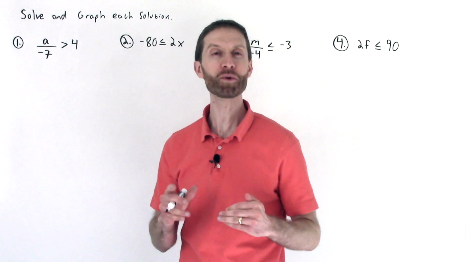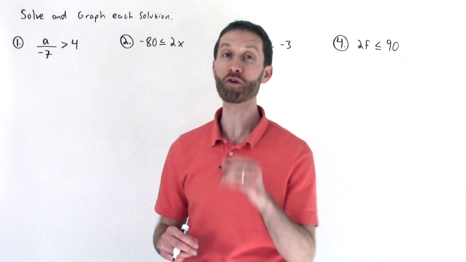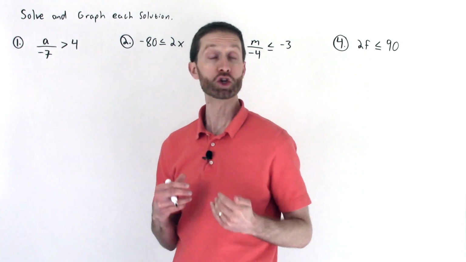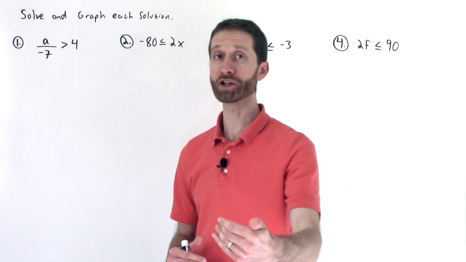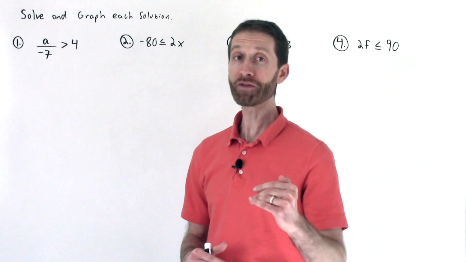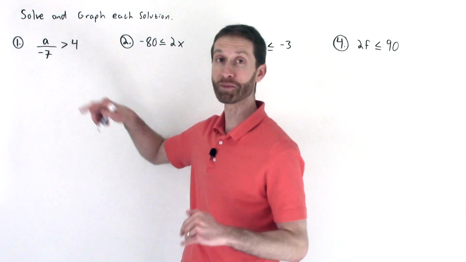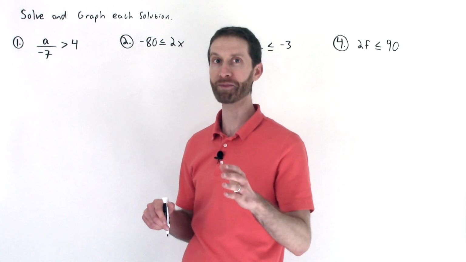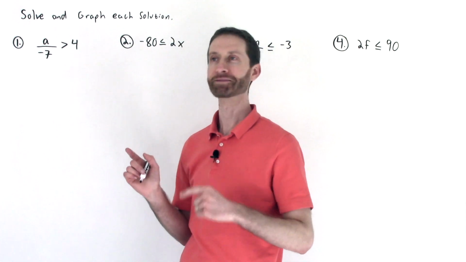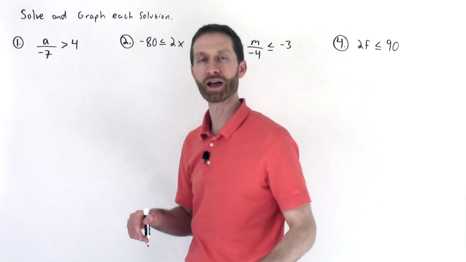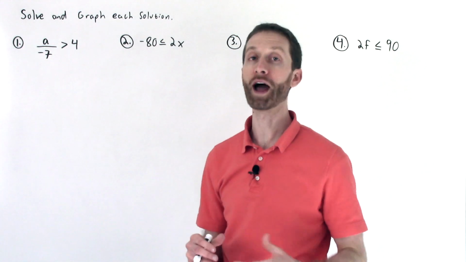In this video, we are going to absolutely rock how to solve one-step inequalities using multiplication or division, and you know that we've got the potential to possibly multiply or divide by negative numbers. Look out! Let's do it. So we've got a over negative 7 is greater than 4. How do we solve that?